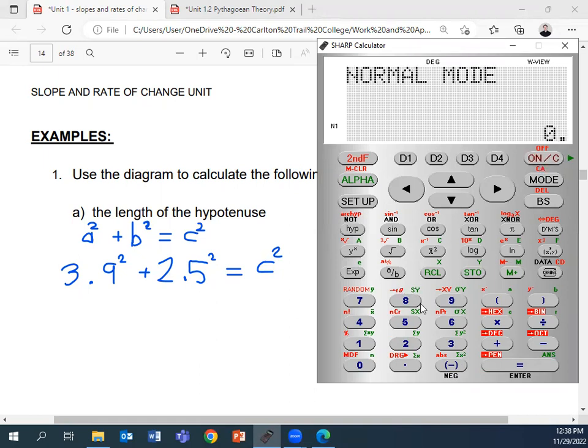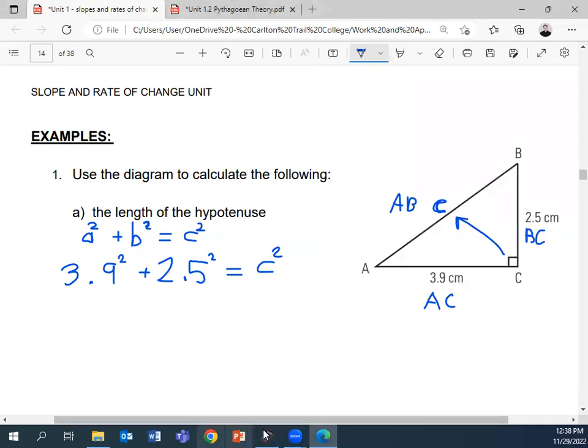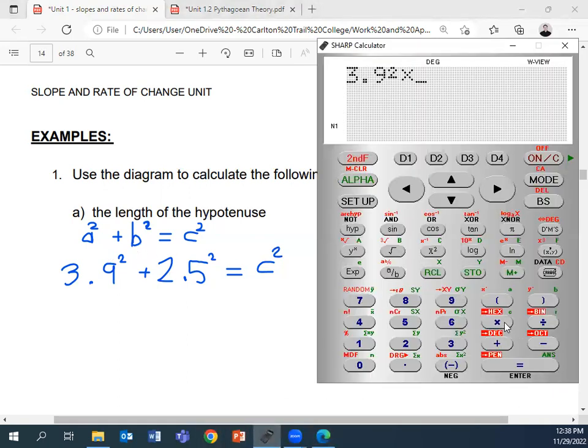The other common mistake people make is they'll put the squared here, right? 3.9 squared. But what they'll do is they'll multiply it by 2.5 squared. We're not multiplying these, we're adding them, right? So that's the other common mistake people make. So it's 3.9 squared plus 2.5 squared. That's that little x2 symbol, right? That's how you square it.